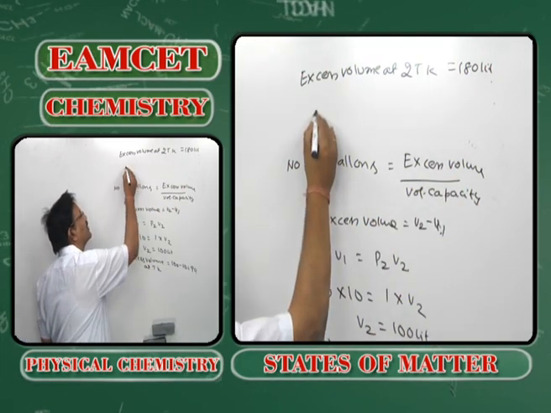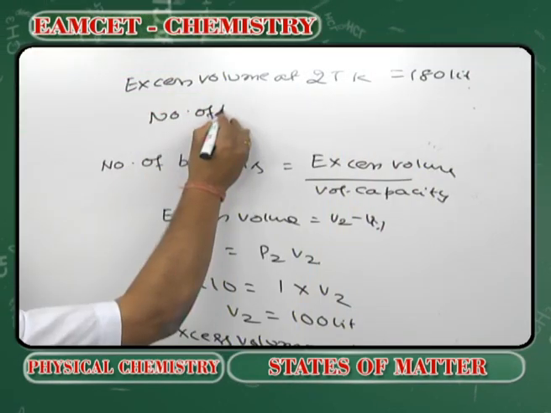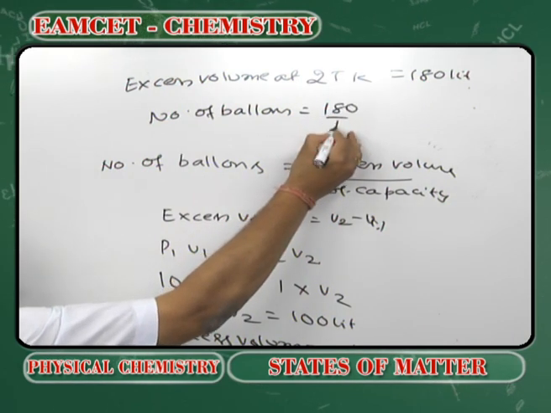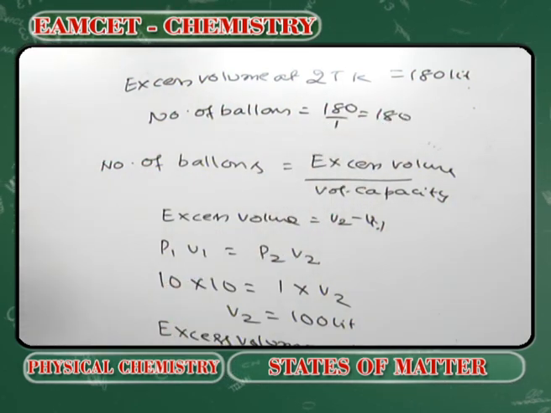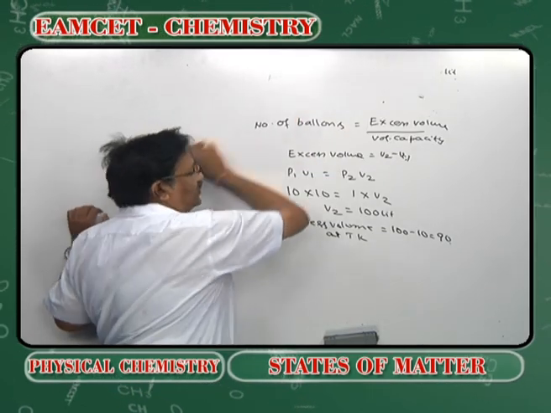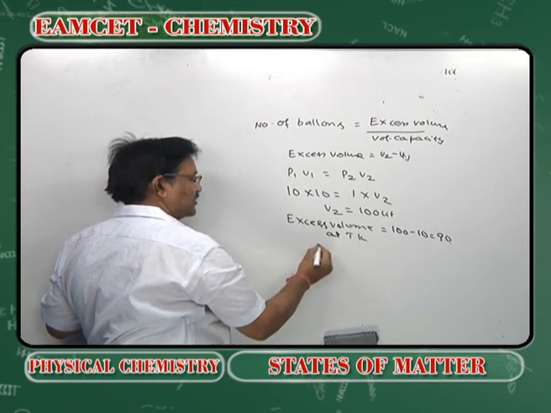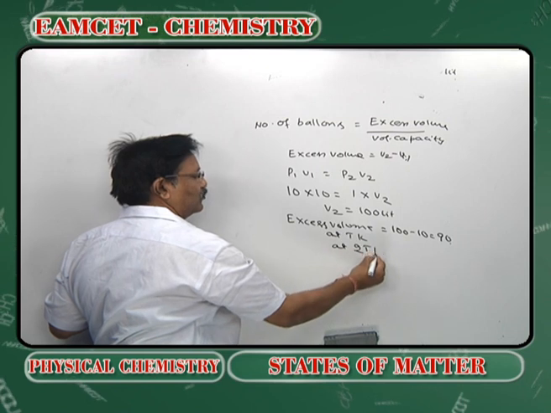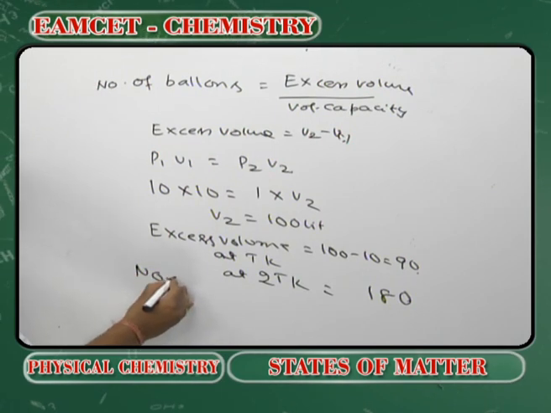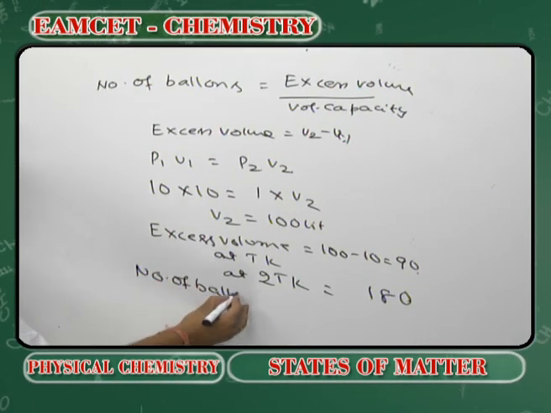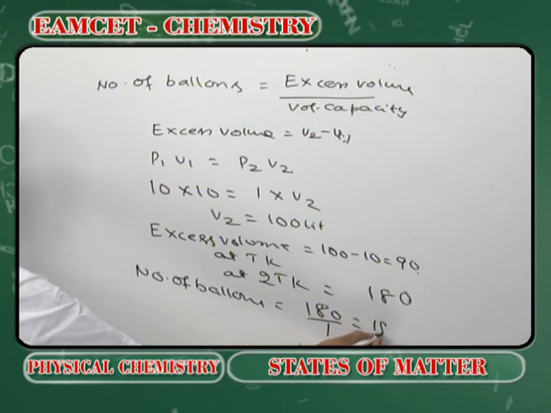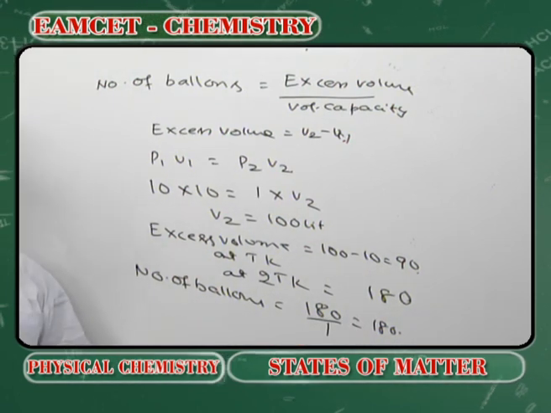Now how many balloons can be filled? Number of the balloons that can be filled is 180 by 180. That is a point to be remembered. The excess volume at double the temperature, 2T Kelvin, will be equal to 180. So number of balloons that can be filled will be equal to 180 by 180 balloons. Option 3 is the answer.